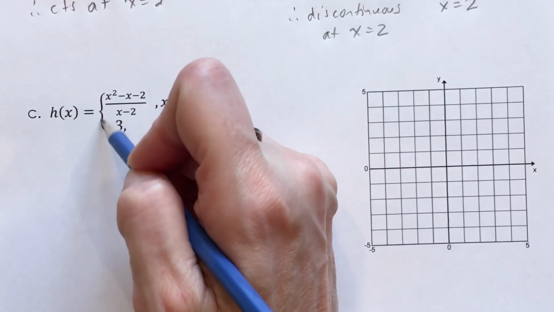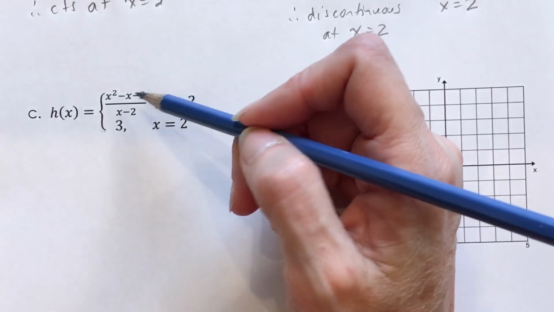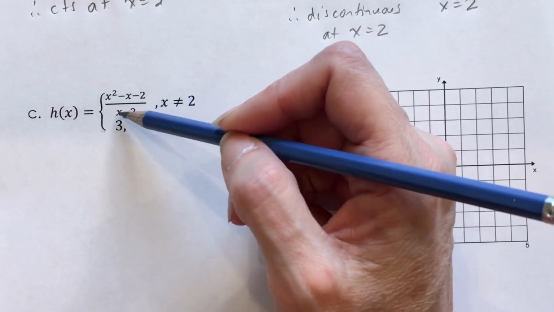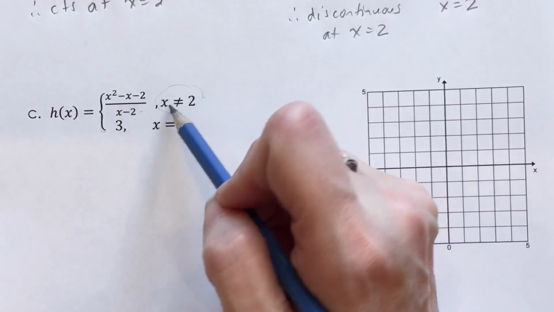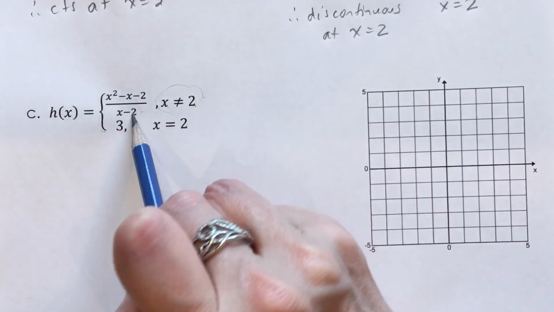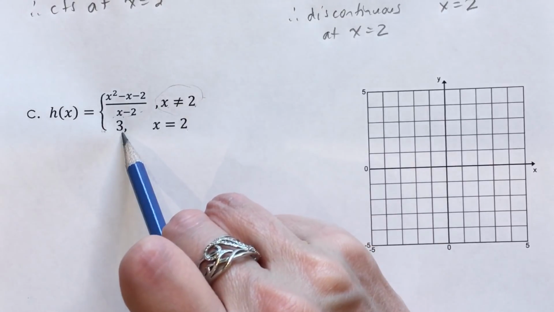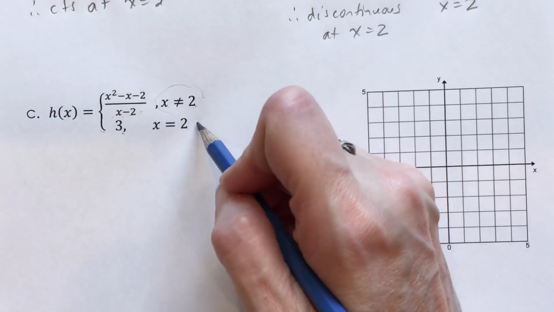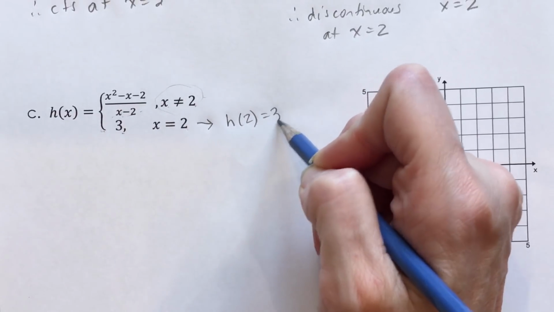The next one is a piecewise function. It's piecewise defined because we have this bracket here. And it says that it's always equal to x squared minus x minus 2 over x minus 2 when x is not 2. Okay, and we can see why they would have that restriction. Well, because if x was 2, the denominator would be 0. And when x is 2, the value is 3.